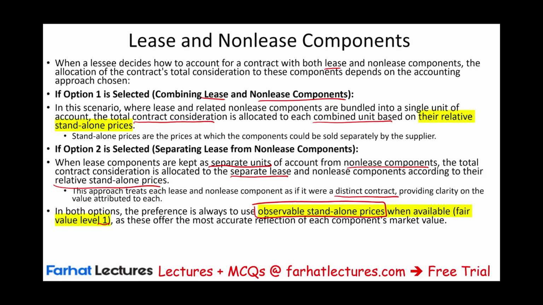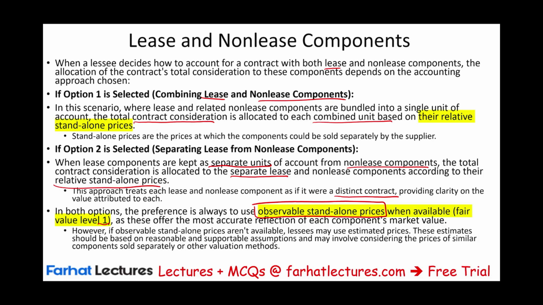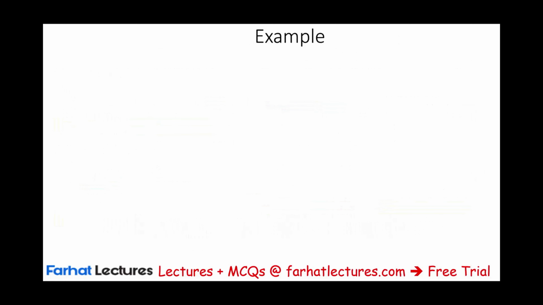What happens if you don't have this? If observable standalone prices are not available, the lessee might use estimated prices. And these prices must be based on reasonable and supported assumptions. And they have to disclose this, and it may involve considering the prices of similar components sold separately or another valuation method. So they have to tell you how they came up with this, because there are no fair market value prices for those. The best way to illustrate this is to take a look at an example.